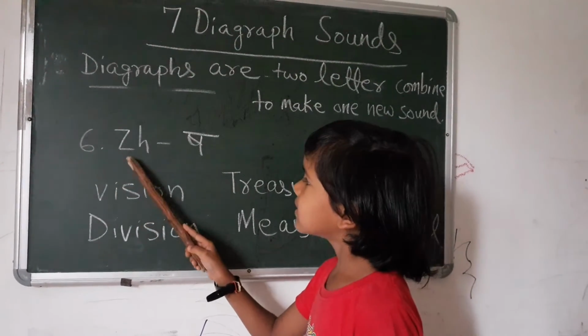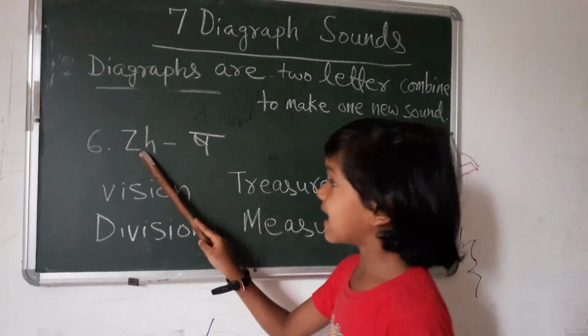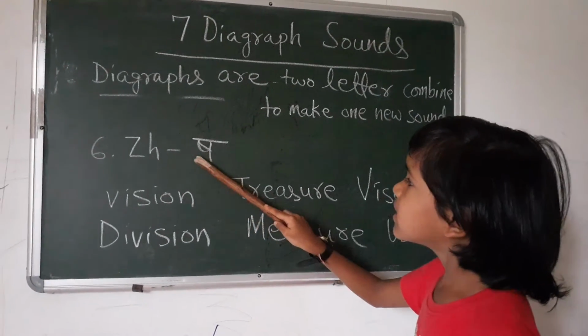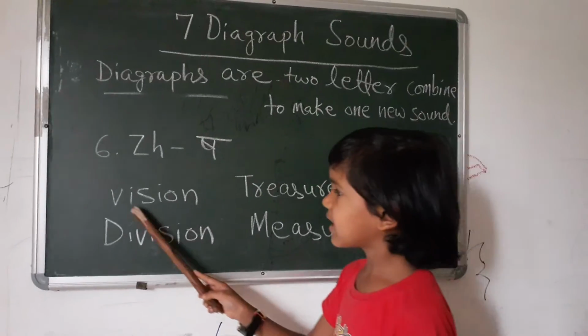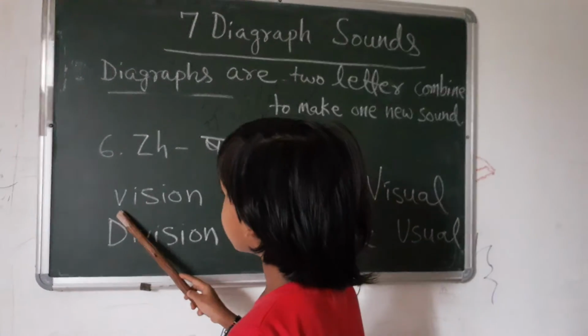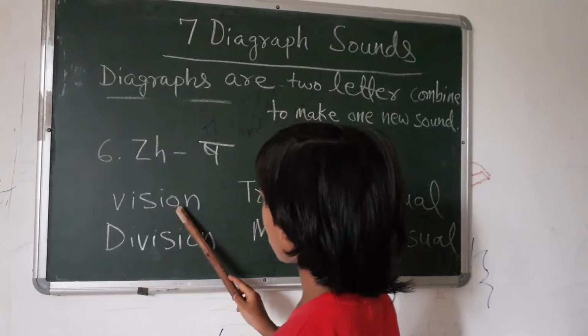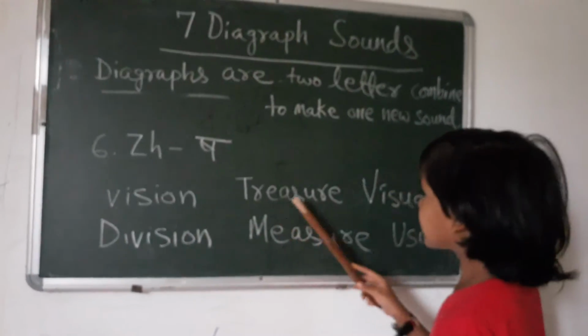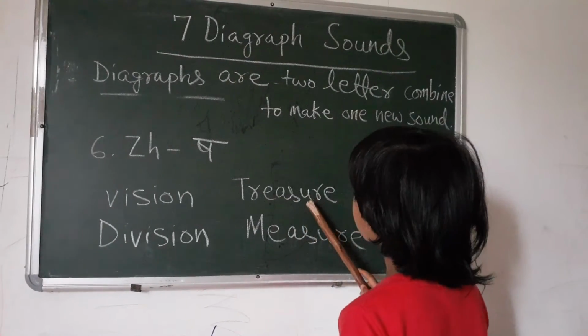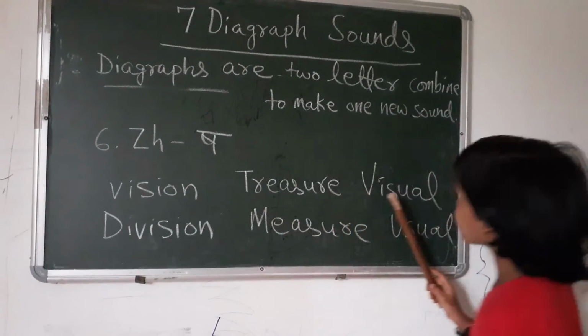Sixth one is ZH. ZH stands for a soft zh sound, like vision. V-I-S-I-O-N, vision. Treasure, T-R-E-A-S-U-R-E, treasure. Visual, V-I-S-U-A-L, visual.